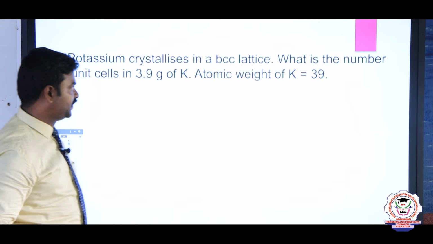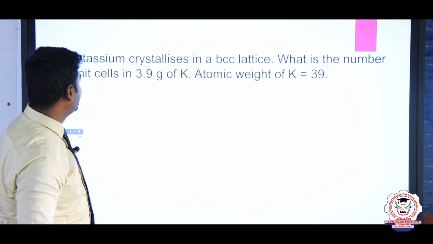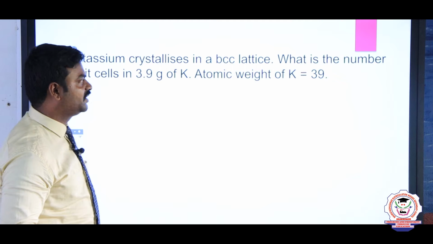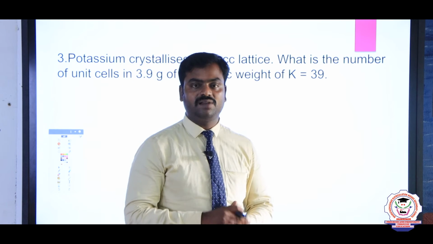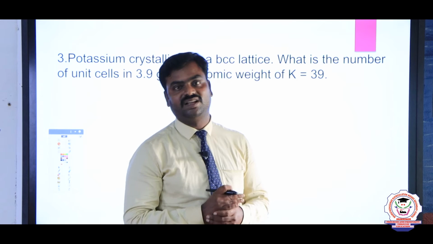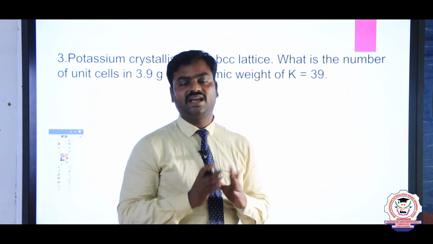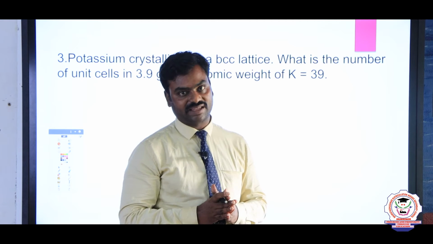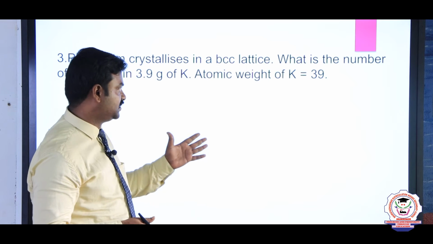The next one: potassium crystallizes in a BCC lattice. What is the number of unit cells in 3.9 gram of potassium? The atomic weight of potassium has been given, that is 39. See, metals always make perfect crystals. When making a perfect crystal, the arrangement is always a different kind of possible unit cell, mostly BCC and hexagonal packing. Here they are saying potassium is forming a BCC unit cell.